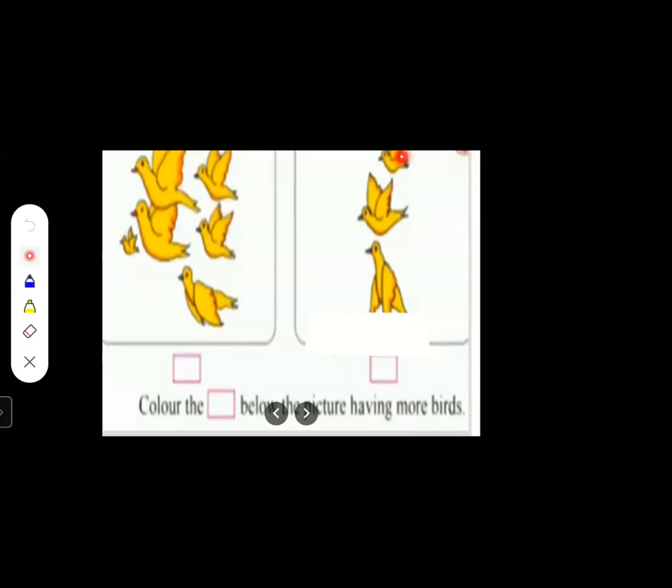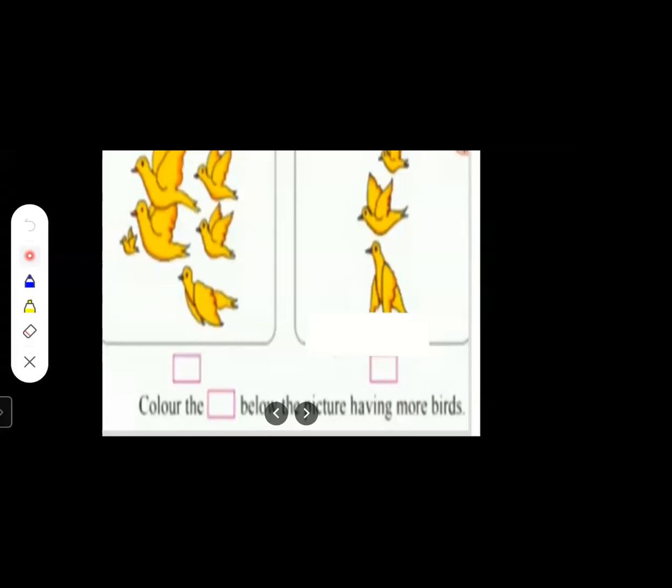And over here, 1, 2, 3. Here 3 birds are there. So students, which box is having more birds? Yes. 6 is more than 3, or 3 is more than 6? Tell me. 6 is more than 3, right? 6 is a bigger number, right?